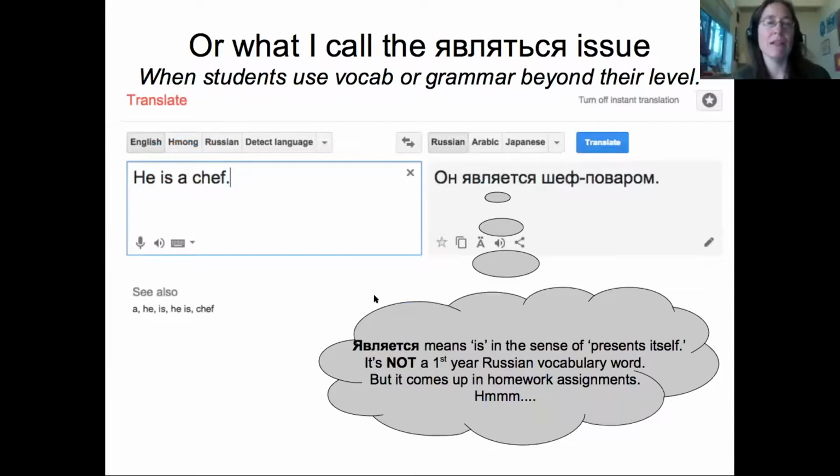And then what I like to call the являться problem. Someone will type in something like, I am a good student, or he is a chef, and it comes up with a much more complicated way to say that. If you speak Russian, you'll know that является is a much more complicated word. Now, if you have intermediate and advanced students, that's not an issue. I work primarily with novices, and that's an immediate red flag that this student used Google Translate, because we're not going to cover that, not even in 3rd year, I think. So this did not come from them. They know this from someplace else.